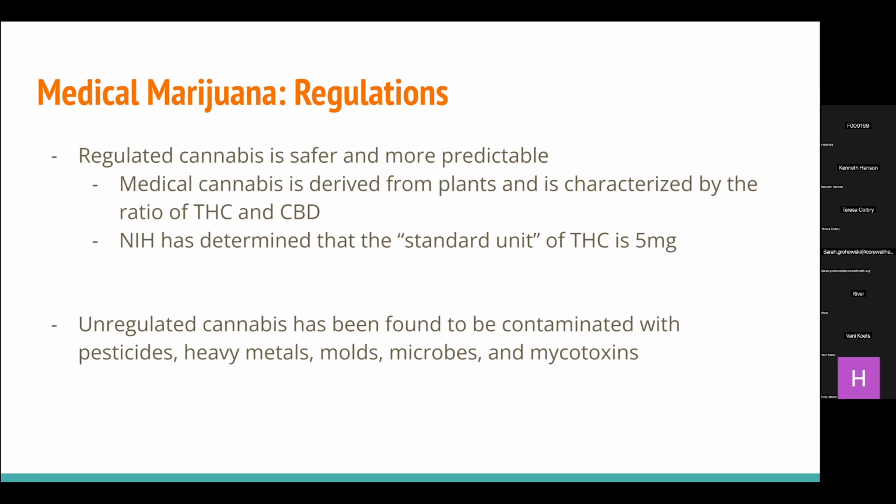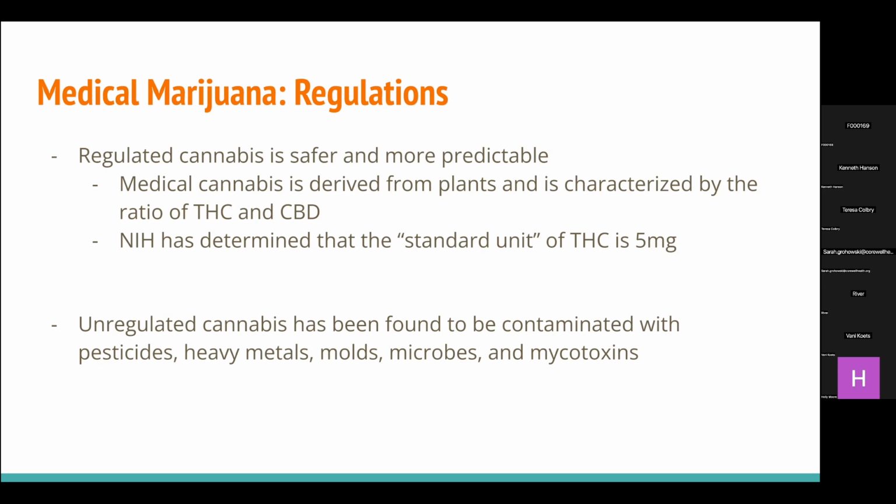The ratio of the THC and CBD in these products can vary, and the National Institutes of Health has determined the standard unit for these products should be 5 milligrams of THC. This has been a really hard part of research into cannabis for use because the concentrations of THC and CBD can vary a lot, depending on the product, how it's grown, and how people are using it. So they're really trying to get research to use the standard unit to help better things in the future.